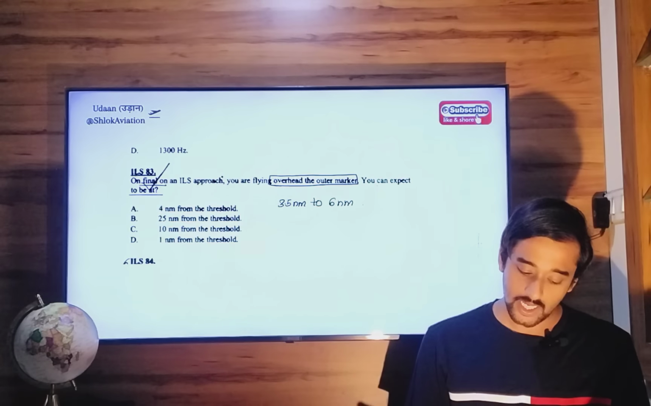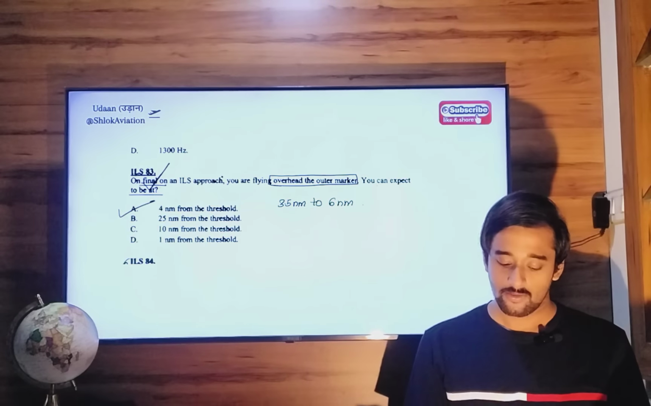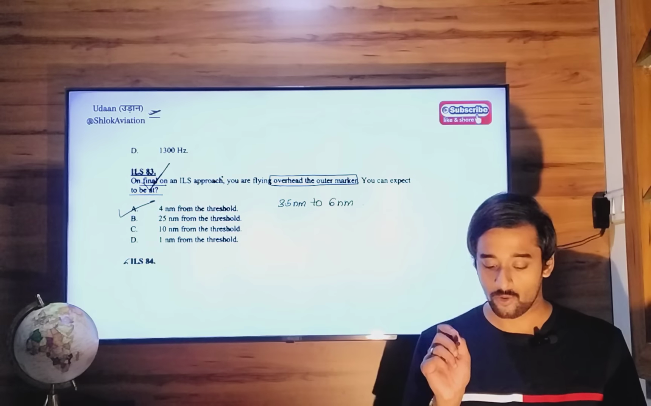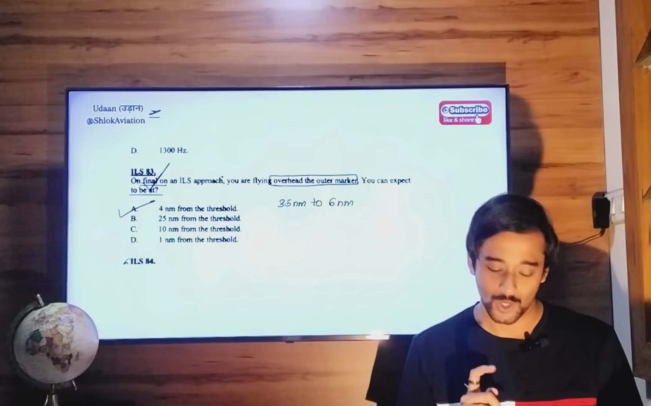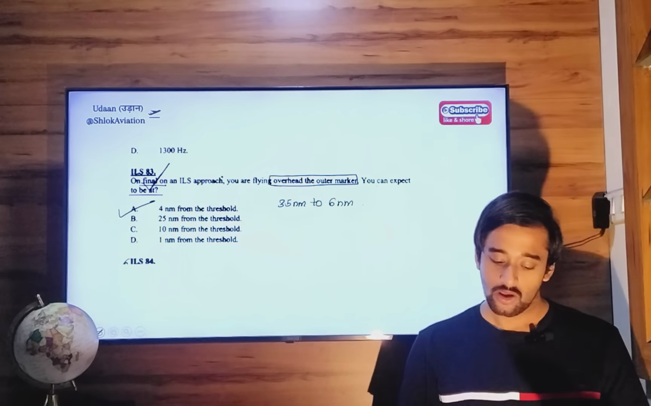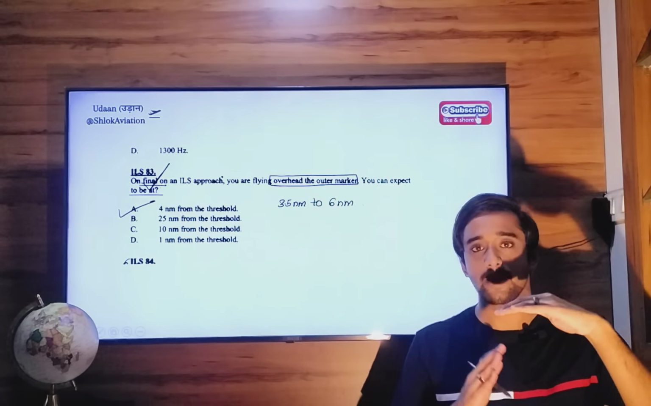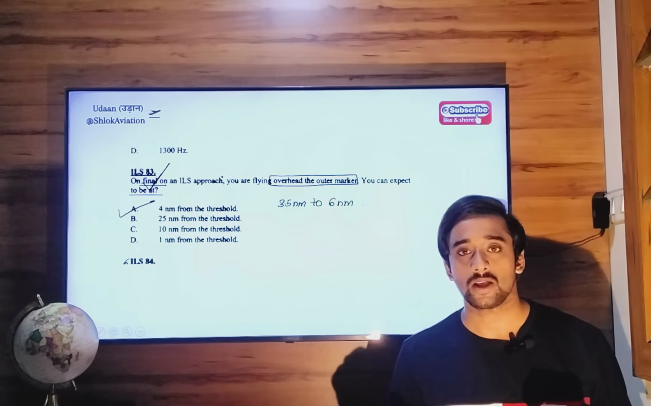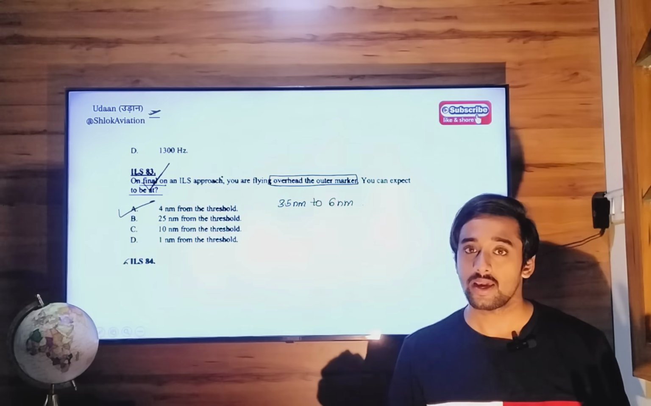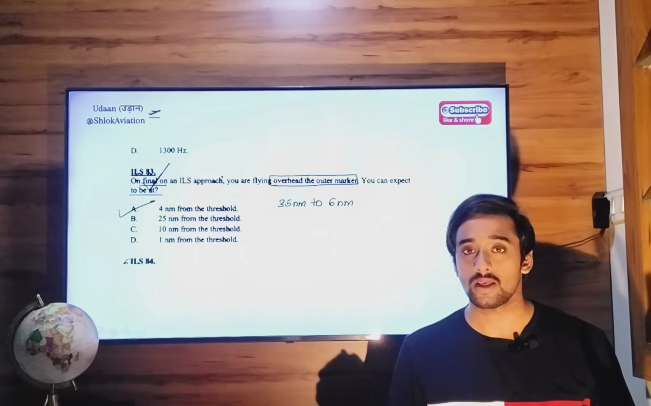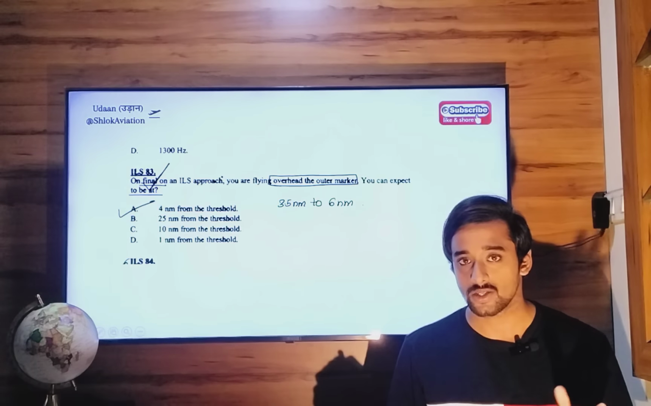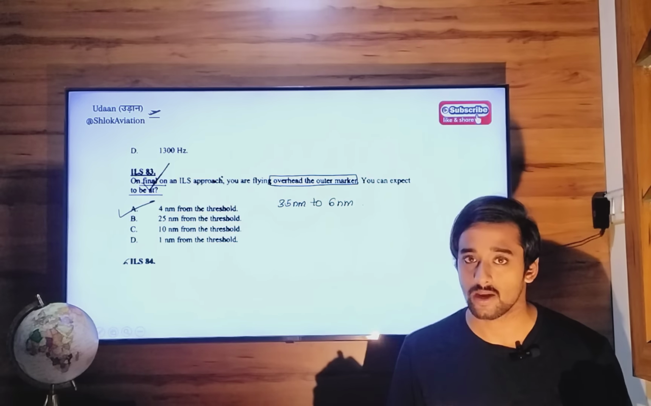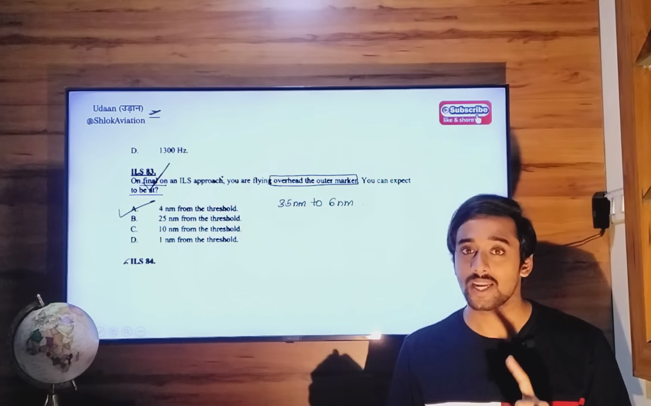So the correct answer here will be option A. 4 nautical miles falls between 3.5 miles and 6 miles, so the correct answer is option A. When you are overhead the outer marker, you are approximately 4 miles from the runway, and vertically you will expect yourself to be at 4 into 300, that is 1200 feet something, provided the glide slope is 3 degrees.